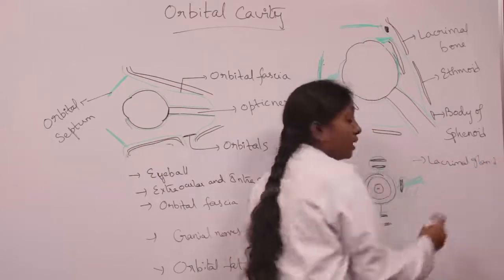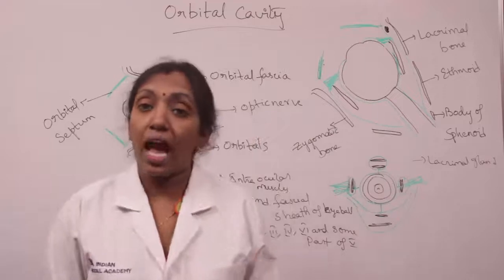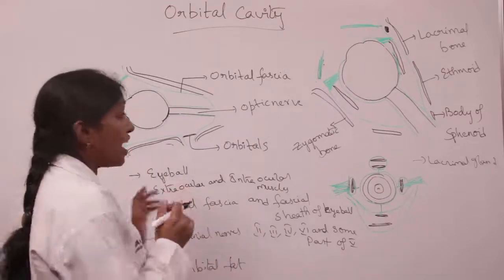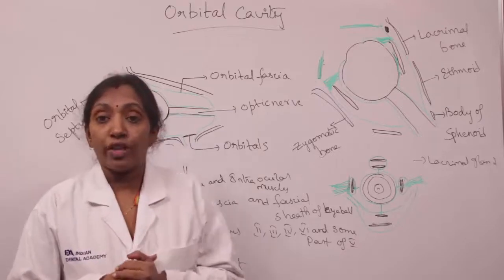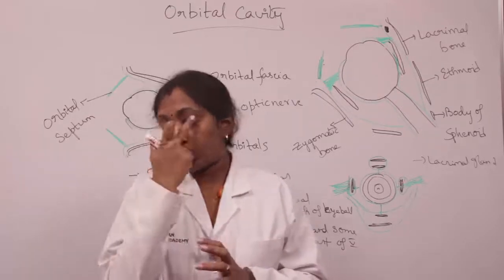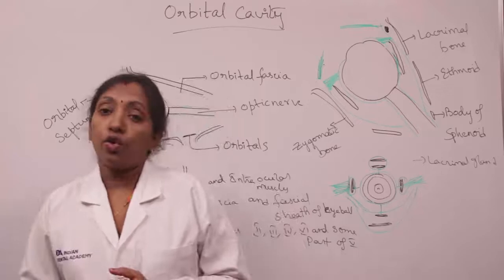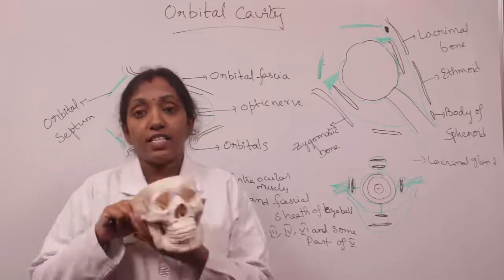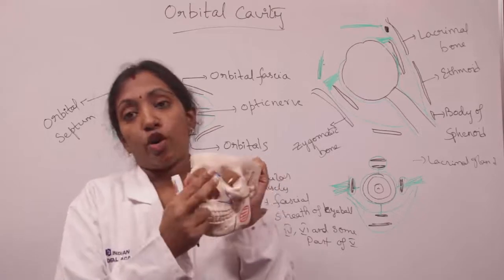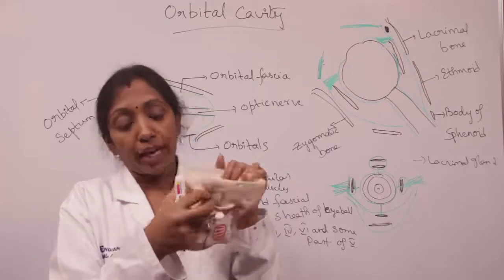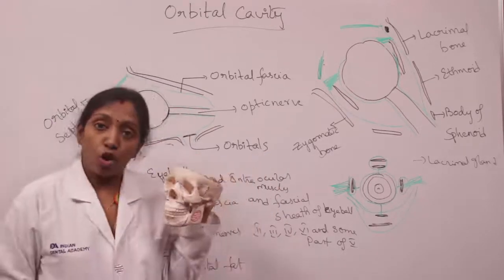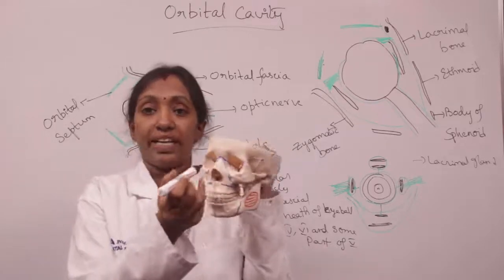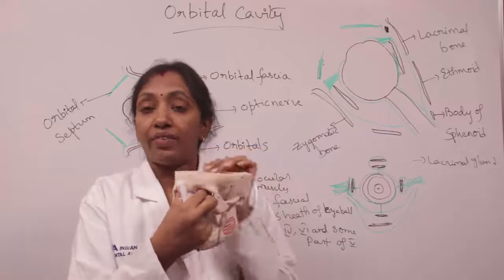The orbits are bony cavities which lodge and protect the eyeball. They are situated on either side of the root of the nose. Here we can see the orbits. And the long axis of the orbit goes backwards and medially.